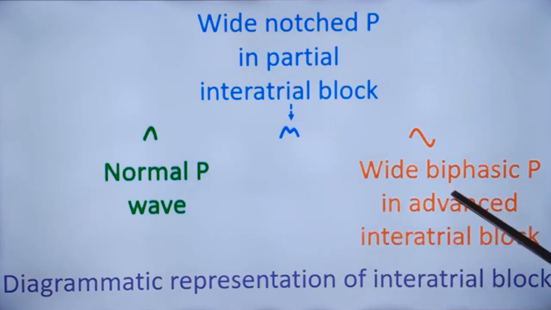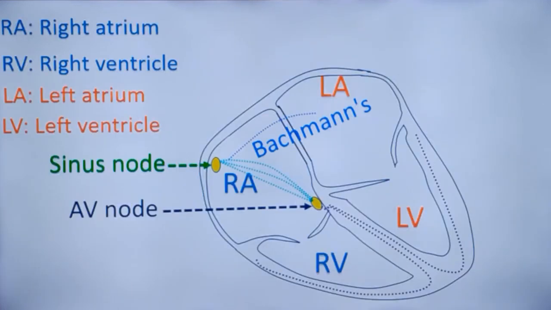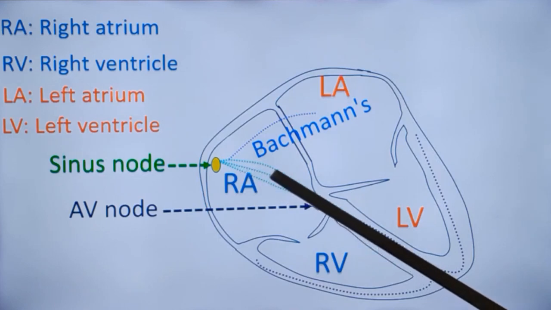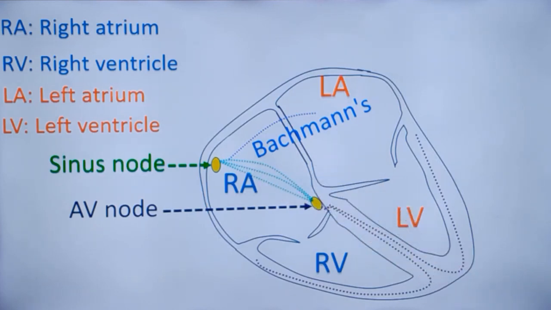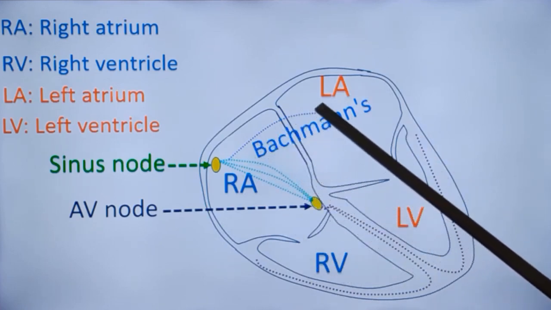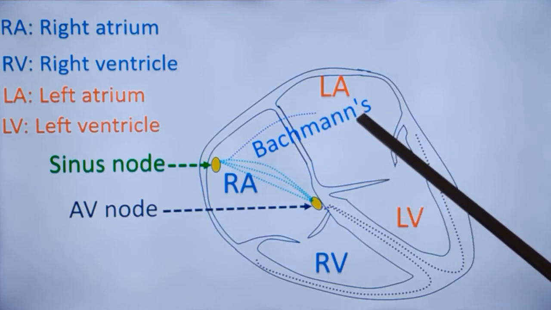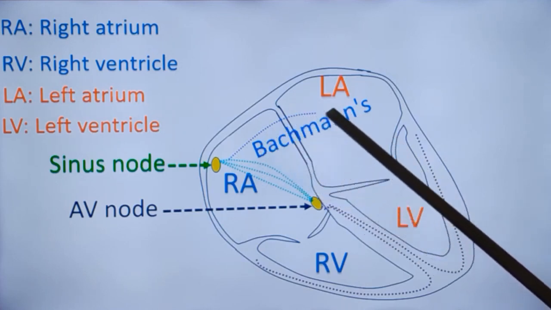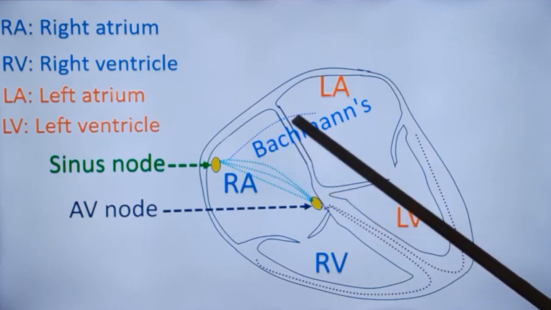In advanced type of interatrial block, there are wide biphasic P waves. That is how it is represented. This is the diagrammatic representation of intraatrial conduction system. There are three pathways between sinus node and AV node. They are the Wenckebach, Thorel and Bachmann's. A part of Bachmann's bundle also reaches the left atrium through the roof of the atria. It's occurring in the upper part.